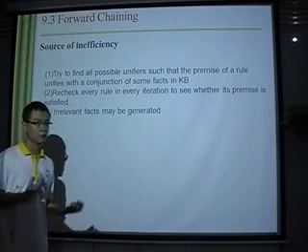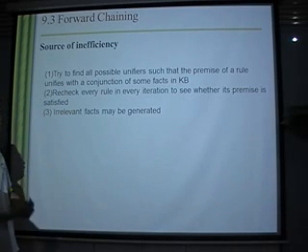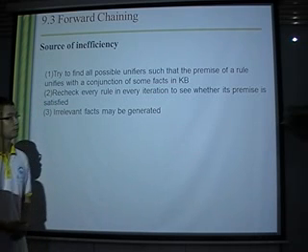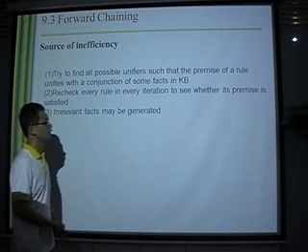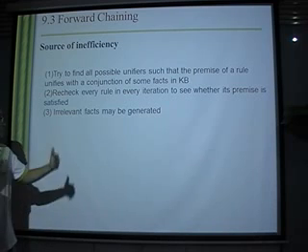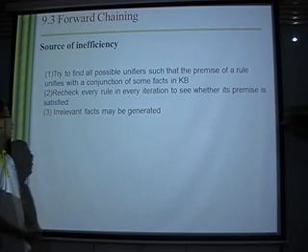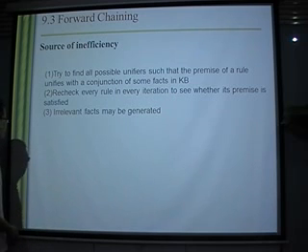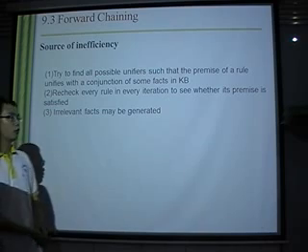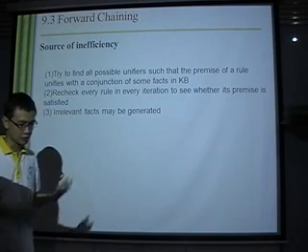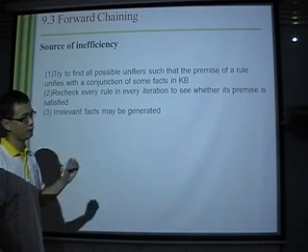And the sources of inefficiency for the algorithm: first, it tries to find all possible unifiers such that the premise of a rule matches with a conjunction of some facts in the knowledge base. Second, it rechecks every rule in every iteration to see whether its premise is satisfied. And three, we can see very obviously that irrelevant facts are also considered and generated during execution, which is a very huge source of inefficiency.